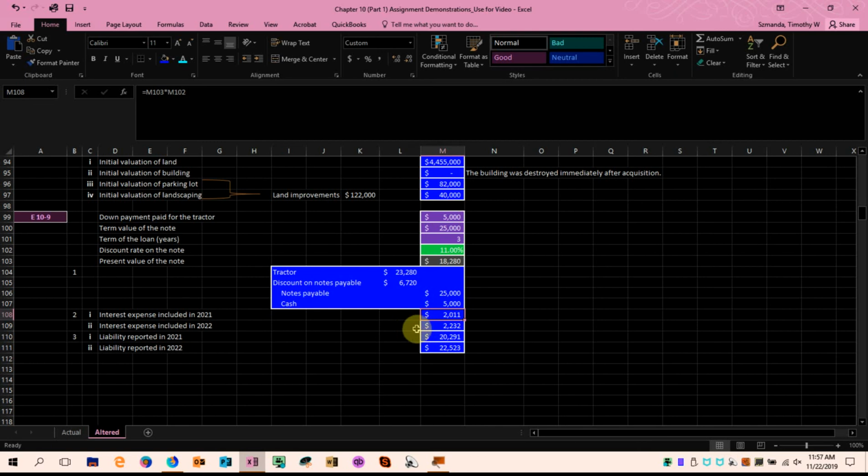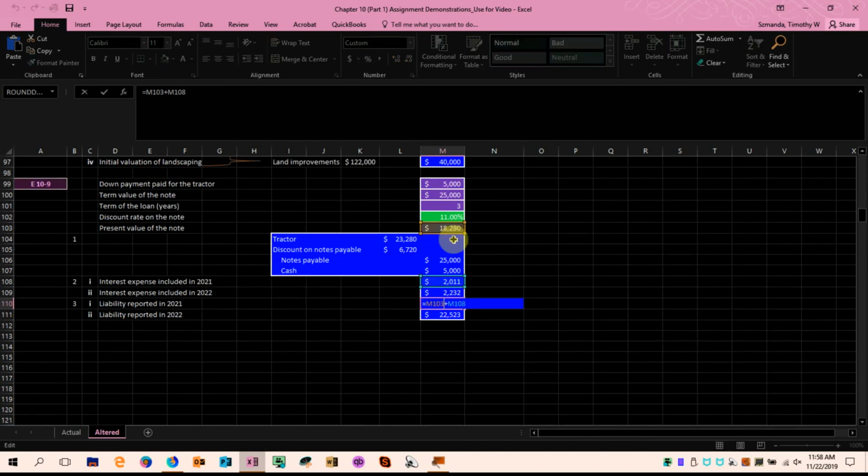And then now look at the interest in 2022. In this case, we have to add in the previous amortized interest expense to our initial present value of the note. So if the initial present value of the note is 18,280, we need to add in the previously recognized amount of the discount of 2021. It is the sum of those two values that we will multiply times our 11%. The interest expense has increased.